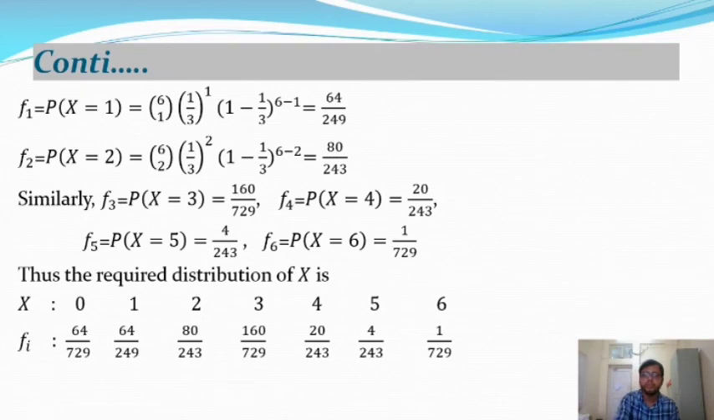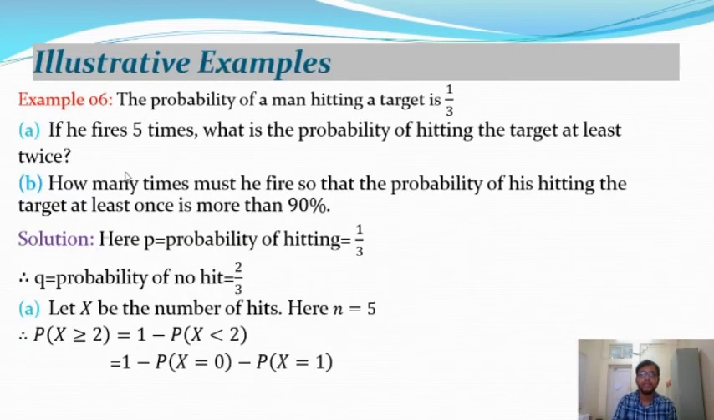Okay, so after that we will take another example of a binomial distribution. The probability of a man hitting a target is 1/3, that is, the success is 1/3. If he fires 5 times, what is the probability of hitting the target at least twice? And the second question: how many times must he fire so that the probability of his hitting the target at least once is more than 90%? So here is the solution of the given problem.